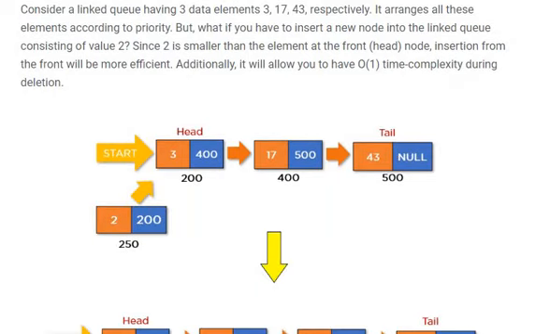Consider a linked queue having 3 elements, 3, 17 and 43. So all these are arranged according to priority. So we want to insert a new node with 2, as 2 is smaller than the front node, so it is having higher priority. Insertion from the front will be more efficient.